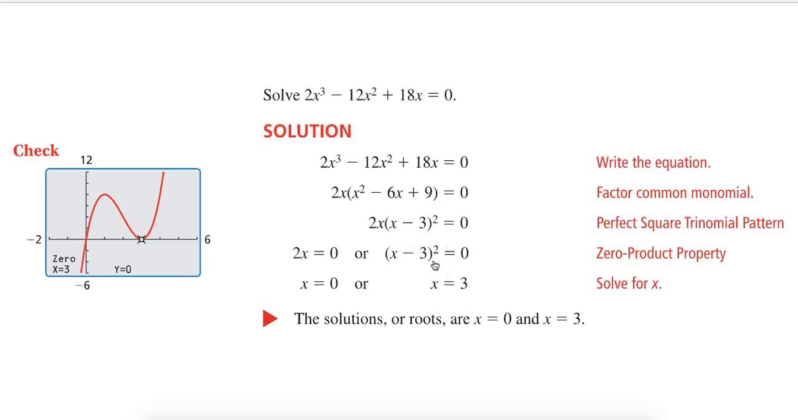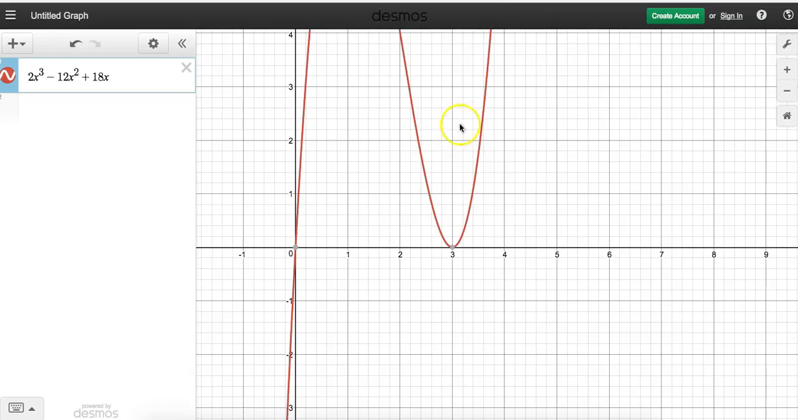When a factor is raised to an even power, like ours was, our graph is going to just touch the x-axis, but not cross it, like this one right here. We had x minus 3 squared, which was an even power, so our graph is going to come down, touch the x-axis, and come back up.